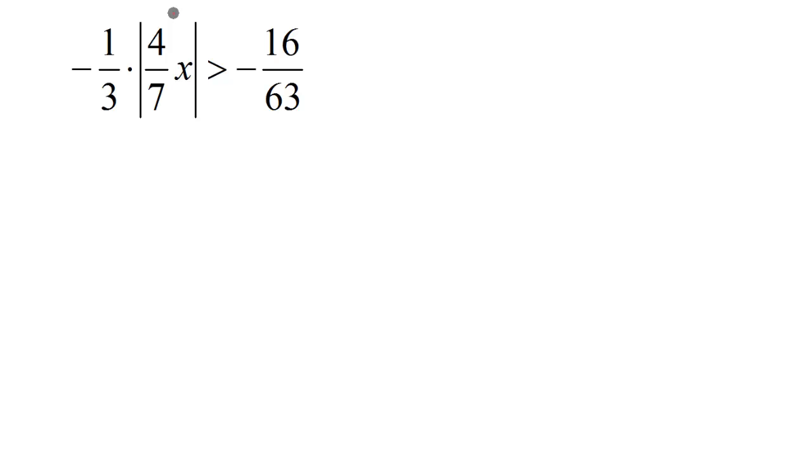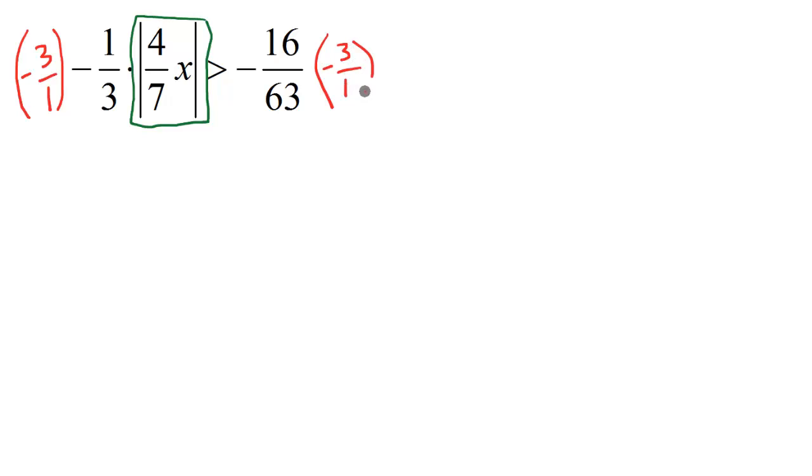Okay, in this video we've got an absolute value inequality that we want to solve for x. So the very first thing we want to do is isolate this absolute value part right here. We want to get it by itself. So we need to get rid of this negative 1/3 in front. So what I'll do is multiply it by the reciprocal. So that will be negative 3/1. Okay, which means we have to multiply this side by negative 3/1.